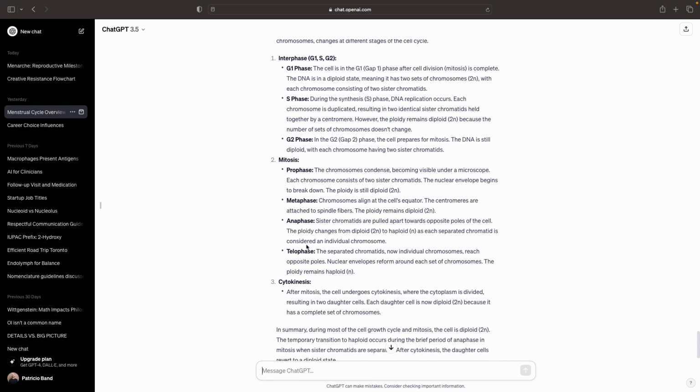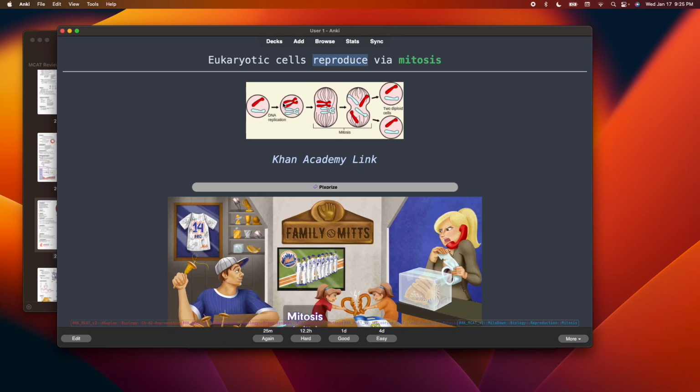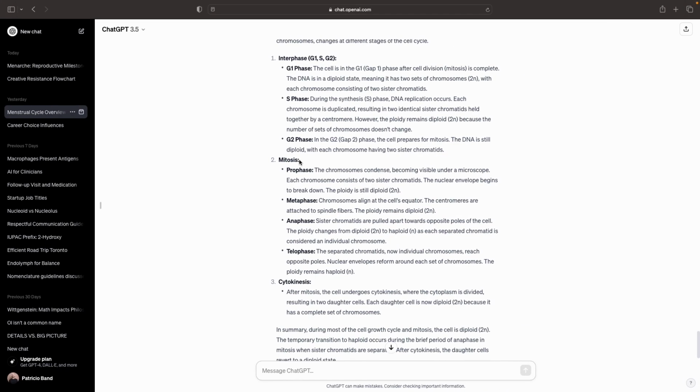Then we have the mitosis taking place. So we have the prophase, metaphase, and anaphase. So in prophase, the chromosomes condense, becoming visible under a microscope. Each chromosome consists of two sister chromatids, right? So we have the replication, each chromosome has two sister chromatids, right? The nuclear envelope begins to break down. The ploidy is still diploid.